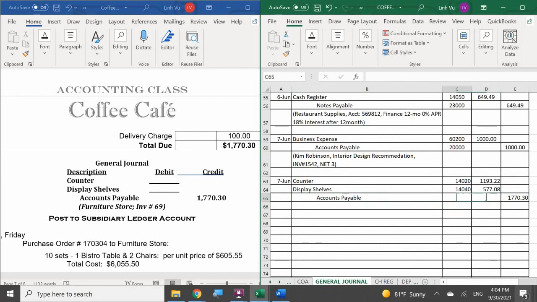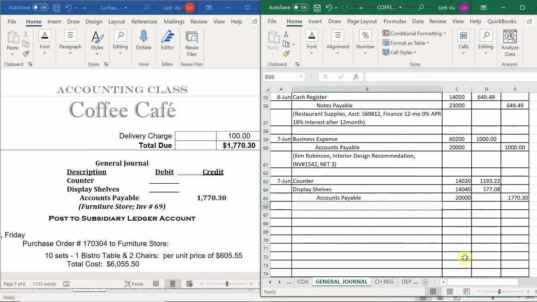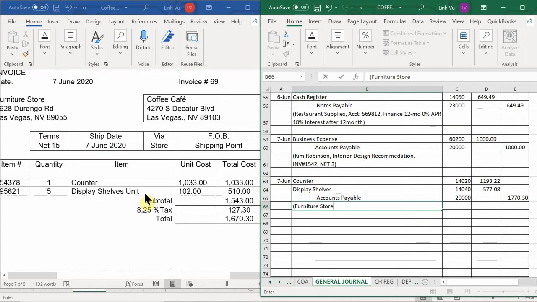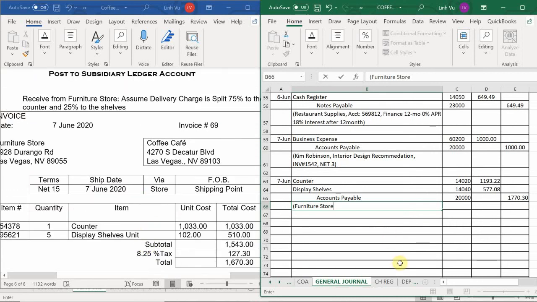For a total of $1,770.30. And again, this accounts payable is account number 20,000. So here, once again, because I didn't write a check out or make a payment, I am able to go ahead and enter in my description of what happened here. In this case, I received a bill. Who did I receive a bill from? From the furniture store, right? What was my invoice number?